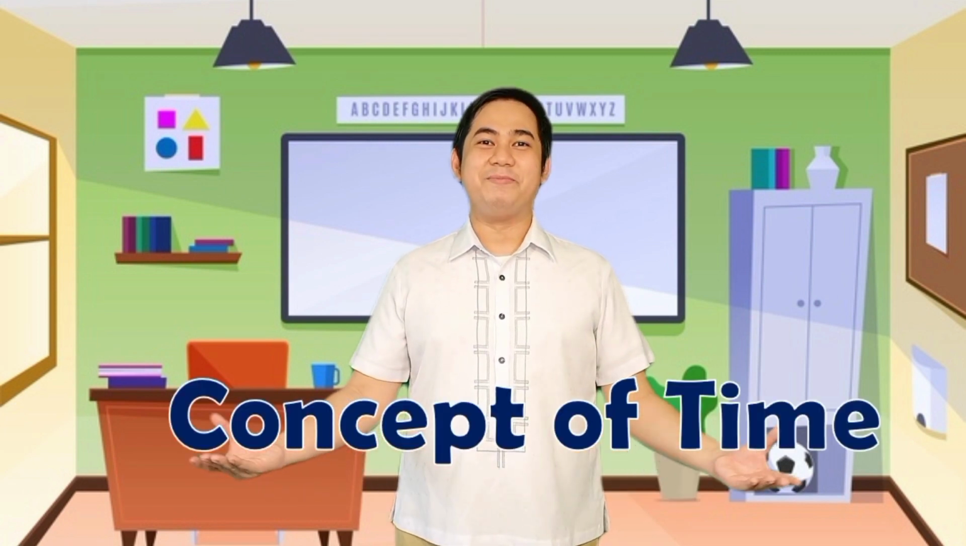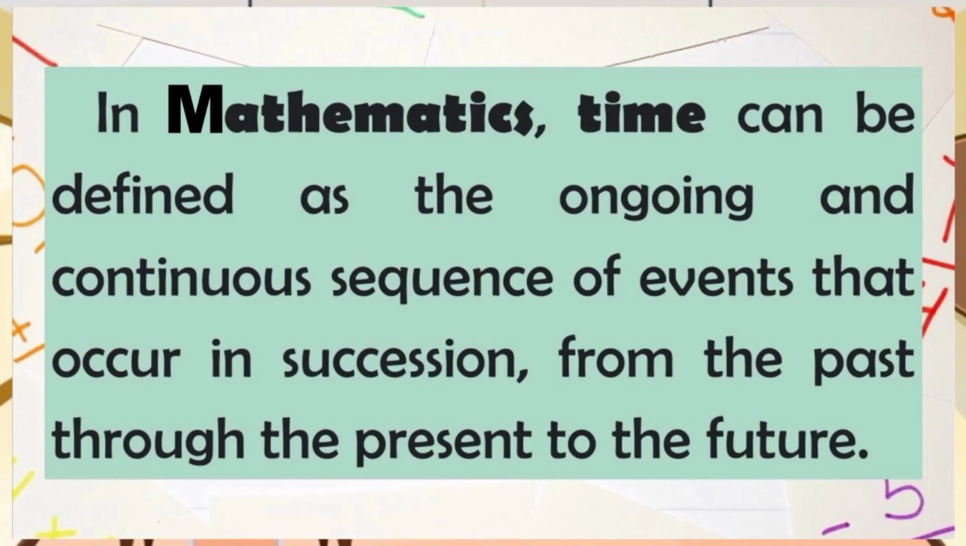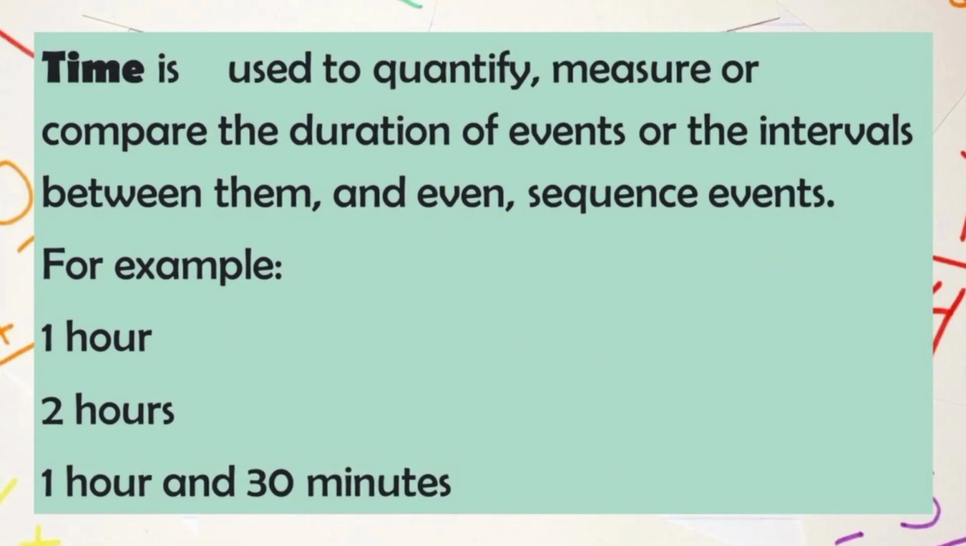It seems that you are now ready for our new lesson. Let us talk about the concept of time. In mathematics, time can be defined as the ongoing and continuous sequence of events that occur in succession, from the past through the present to the future. Time is used to quantify, measure, or compare the duration of events or the intervals between them and even sequence events. For example, 1 hour, 2 hours, 1 hour and 30 minutes.